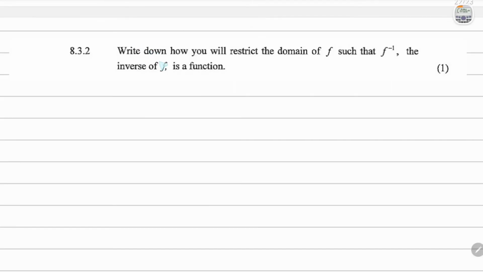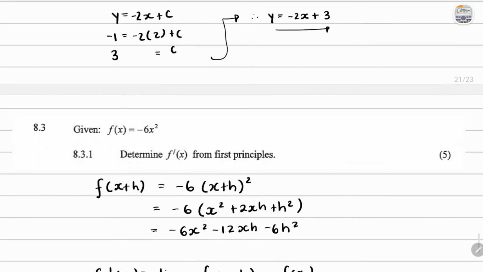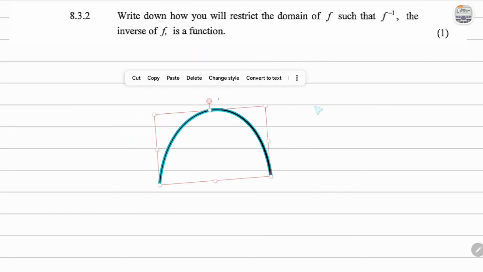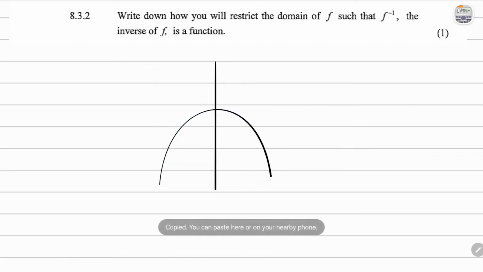Question 8.3.2 says, write down how you will restrict the domain of f such that the inverse of f is a function. Okay, so remember that f is a parabola. It is -x². So it looks something like this. For you to restrict it so that its inverse is a function, you'd have to understand what the inverse would look like. So this function looks like this. Its inverse, because it is sloping downwards, looking at it from the y-axis, you see that it is facing more towards the negative part of the y-axis. What the inverse will end up looking like would be something like this.